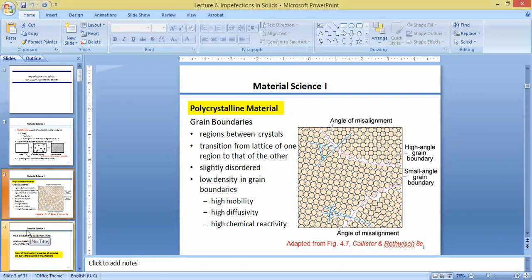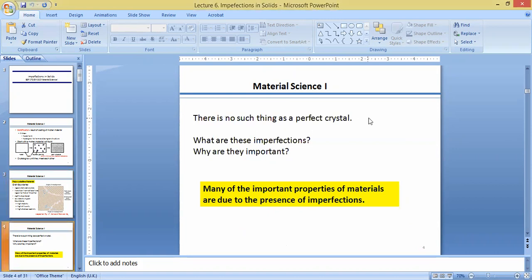Okay, we move to the next slide. So there's no such thing as a perfect crystal. There's always some defects here or there, or imperfections as we call them.